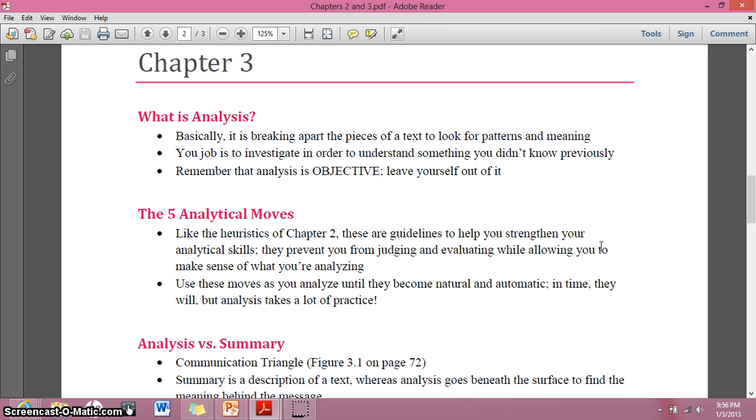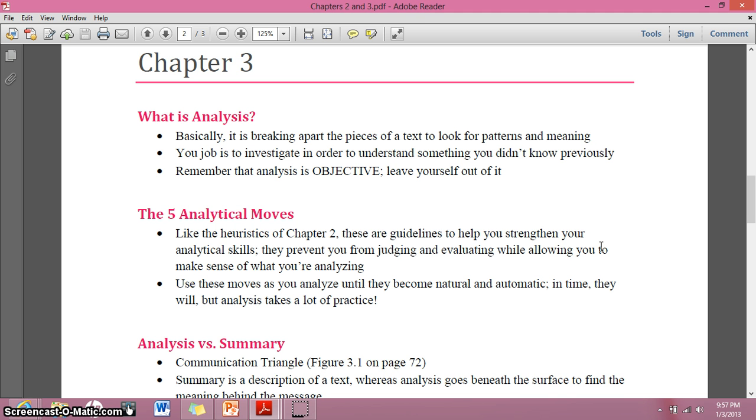So very basically, analysis is just breaking apart the pieces of a text and looking for patterns and meaning within it. And when I say text, it can mean a whole lot of things. It's not just written works, even though it is. So it could be an article, a novel, a poem, anything like that. Or it could be a painting or an advertisement, a visual text. So it can be both things.